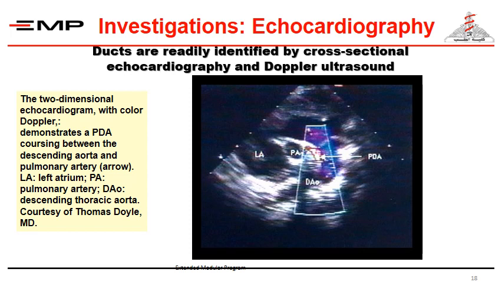An echo: ducts are readily identified by cross-sectional echocardiography and Doppler, and this is a short axis parasternal view showing the pulmonary artery and showing the PDA, the color Doppler showing the PDA connecting the pulmonary artery to the descending aorta. Here is the descending aorta.